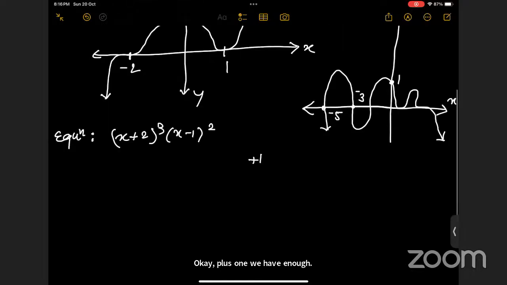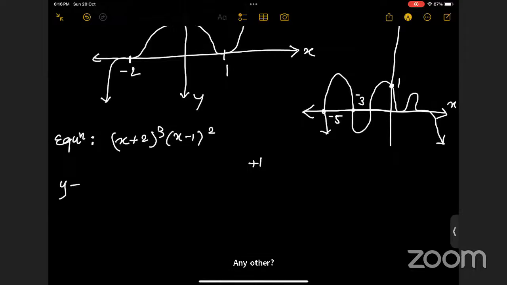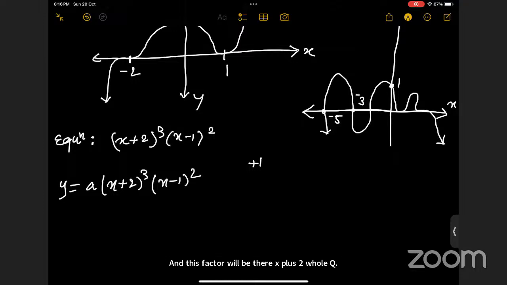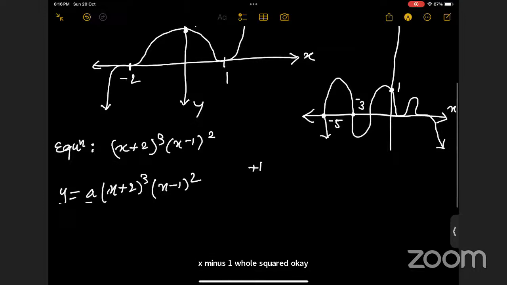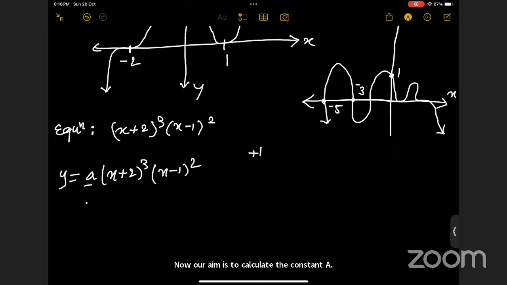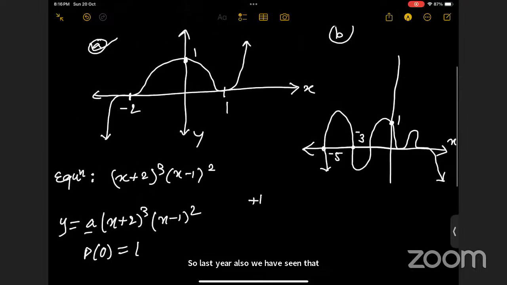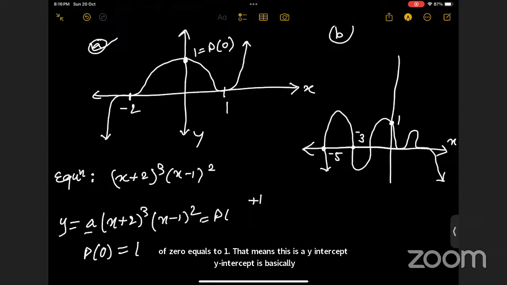Any other? Okay, so let us calculate. The equation we can pick as some arbitrary constant a which we don't know, and this factor will be there: x plus 2 whole cube, x minus 1 whole square. Now our aim is to calculate the constant a. Last day also we have seen that p of 0 equals 1. That means this is the y-intercept. The y-intercept is basically p of 0, right? This is our p of x.